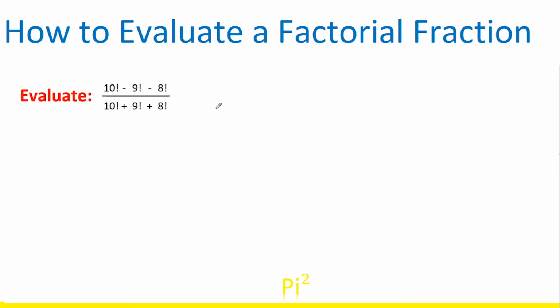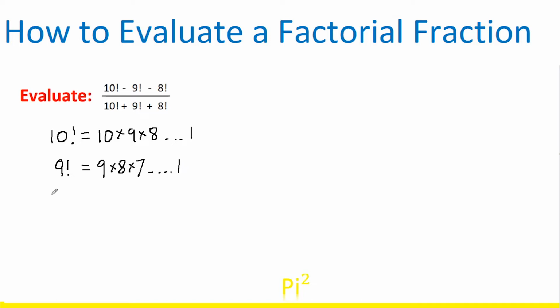Hi, today we're going to evaluate this factorial fraction. Let's start by reminding ourselves what a factorial is. 10 factorial equals 10 times 9 times 8 all the way down to 1. 9 factorial is 9 times 8 times 7 all the way down to 1.